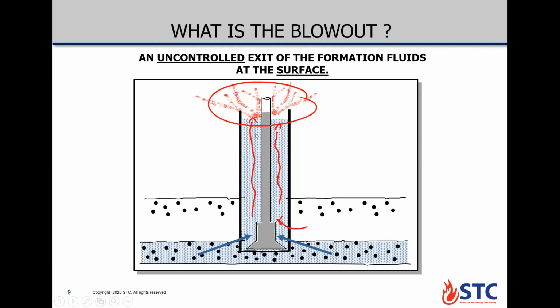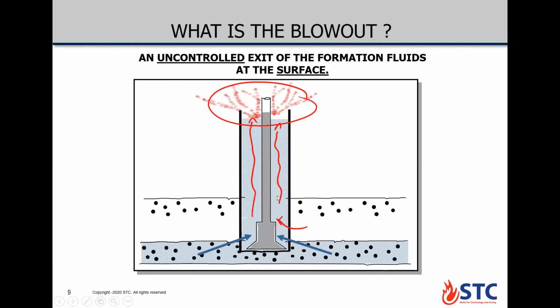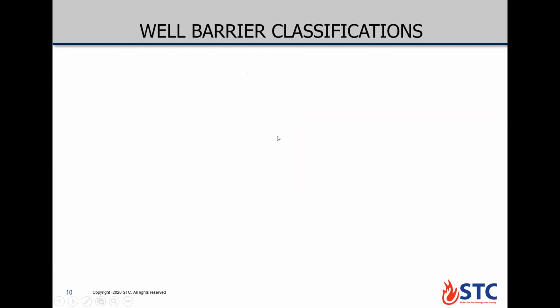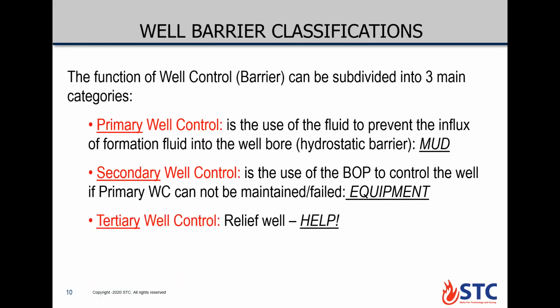So to prevent formation fluids from entering the well, and to prevent the migration and movement of the influx so that it does not reach the surface, we need to have something called a barrier. Now let's talk about the well barrier classification. Number one, we have the primary well control barrier. The primary well control barrier is the use of the mud, the use of hydrostatic pressure, to prevent formation fluid from entering the well.